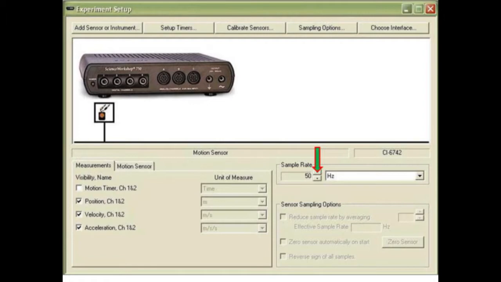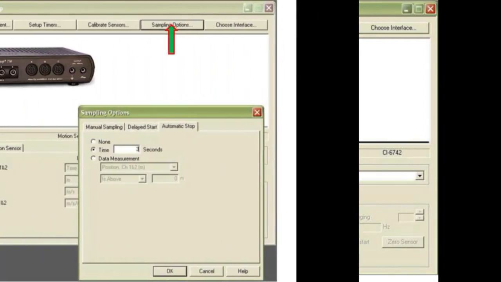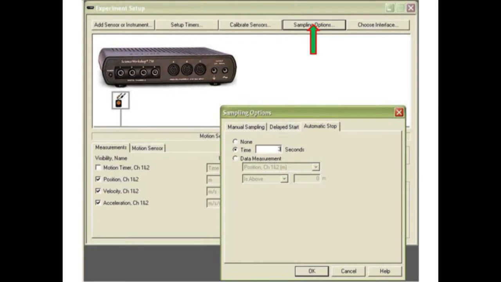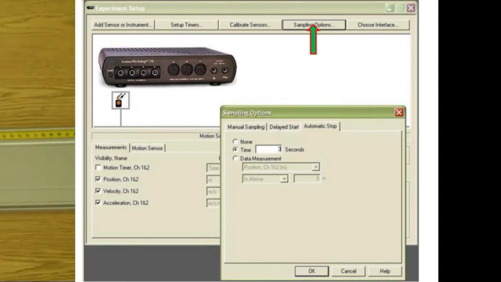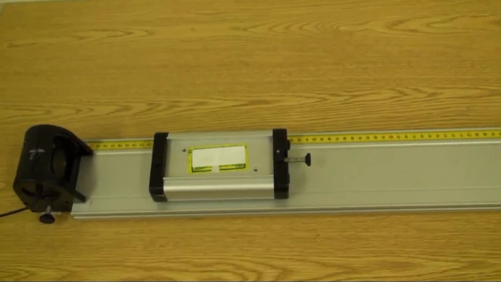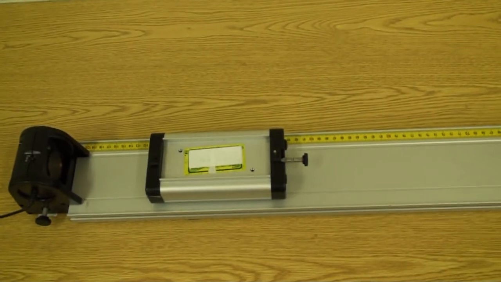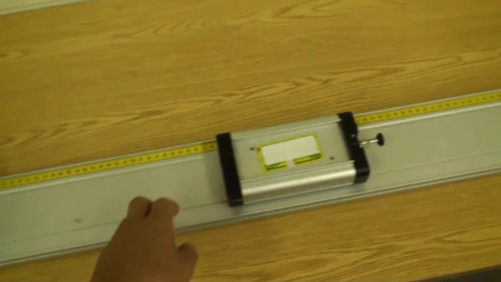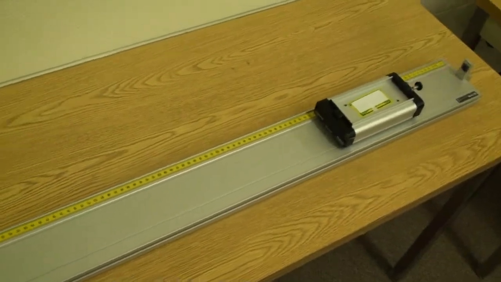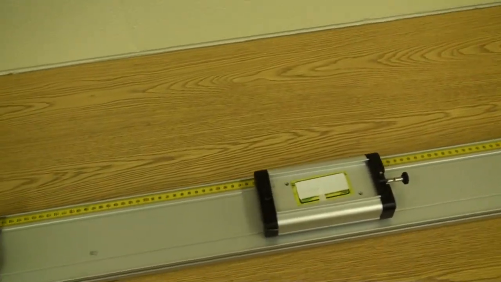Set the motion sensor sample rate to 50 Hz. Use sample options to set the stop time to 3 seconds. Push the start button and give the cart a reasonably fast push away from the motion sensor. You may need to tilt the motion sensor a bit to make sure that it can see the cart the entire way. Let the cart bounce off the end stopper and return.